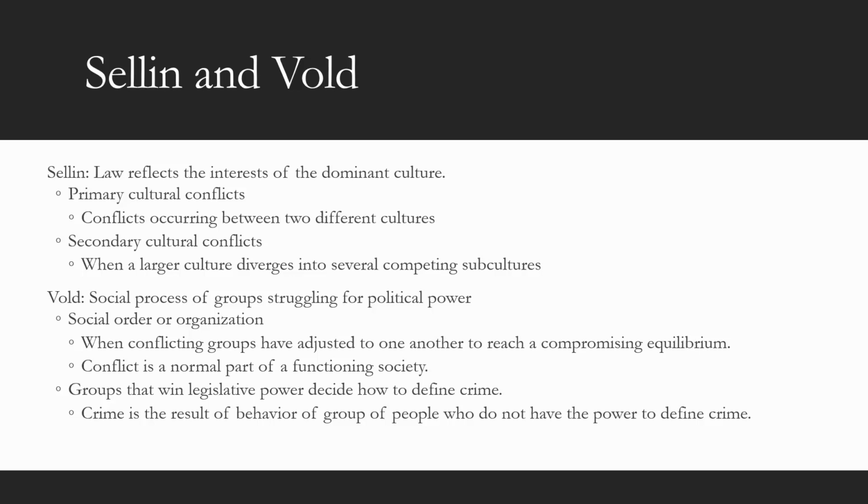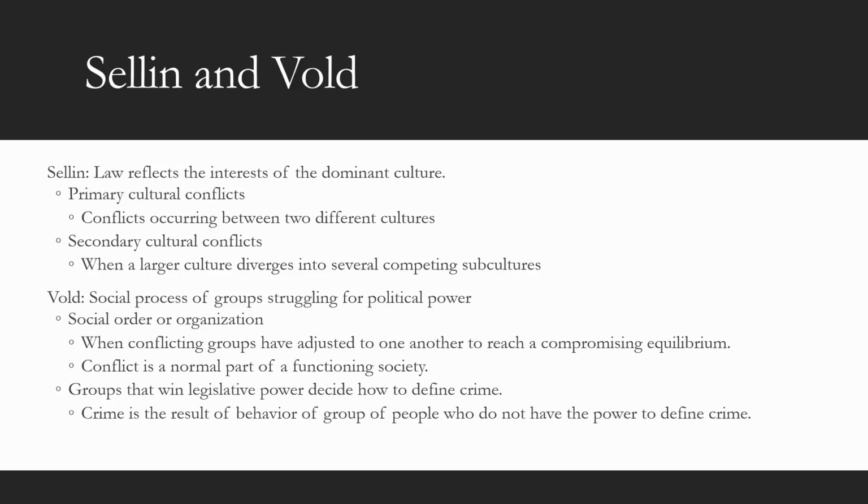And Sellin said that there are two types of cultural conflicts that can exist in a society. You can have primary cultural conflicts. That's when conflicts occur between two cultures, like when one culture colonizes another one, or when there are just two separate cultures that always existed in a space and they're clashing. Or you can have secondary cultural conflicts. That's when you have a larger culture that diverges into several competing subcultures.